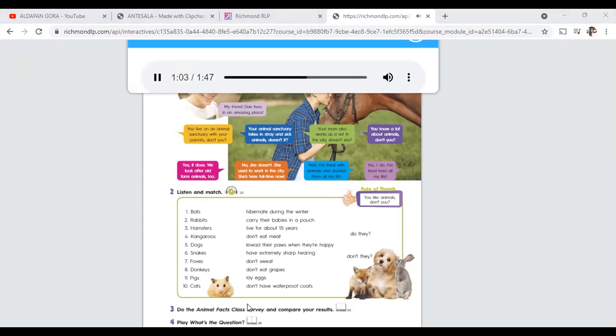Foxes don't eat grapes, do they? Actually, gray foxes eat grapes and all kinds of fruit. They can even climb up trees to reach the fruit. Donkeys don't have waterproof coats, do they? No, they don't. Poor things. They get very wet. Pigs live for about 15 years, don't they? That's right. We have a pig named Wilbur here at the sanctuary, who's 14 years old. Cats knead their paws when they're happy, don't they? Yes, they do. Many cats like to knead on your legs with their claws. Ouch! Ha ha!